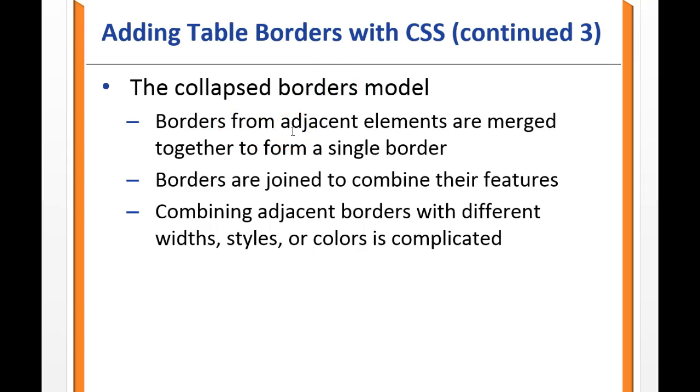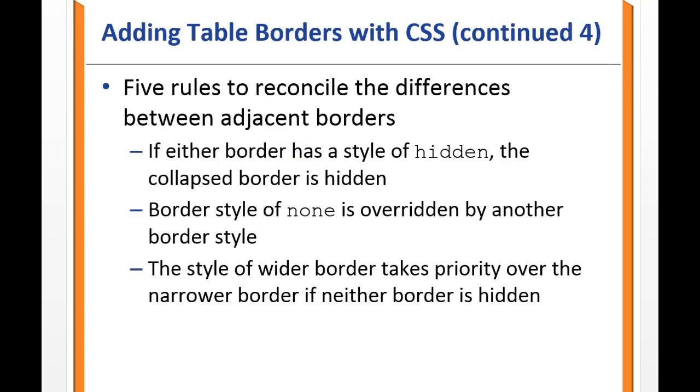In the collapsed border model, borders from adjacent elements are basically merged together to form a single border. Then borders are joined to combine these features. Combining adjacent borders with different width, style, or color is actually very complicated to do. There are 5 rules to reconcile the difference between the adjacent borders.